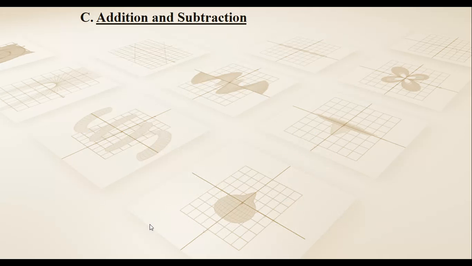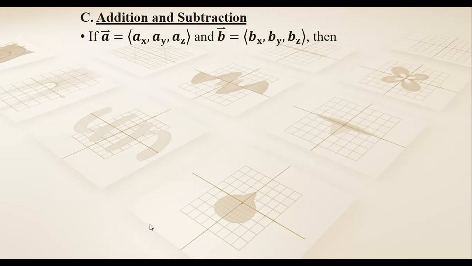Now, how about adding or subtracting two vectors together? Okay, so I'm going to introduce a second vector. So we already have our first one, vector A, which is defined by the components Ax, Ay, and Az. And then we're going to introduce a second vector, B, which is defined by the components Bx, By, and Bz. And what I want to do is add or subtract these two different vectors together.